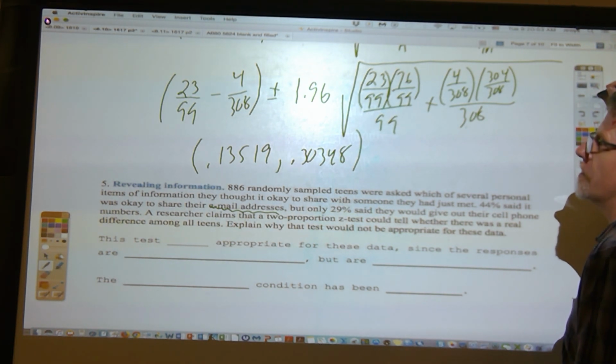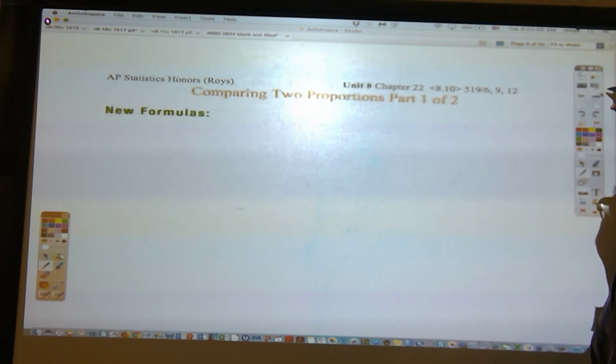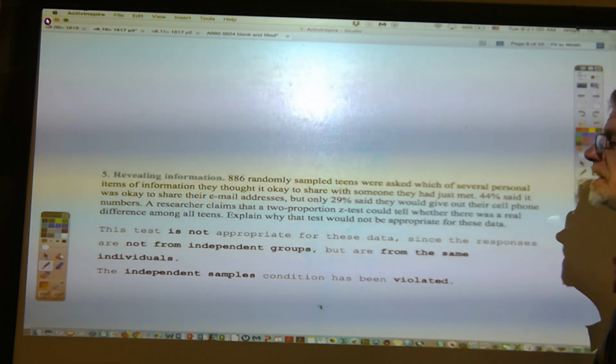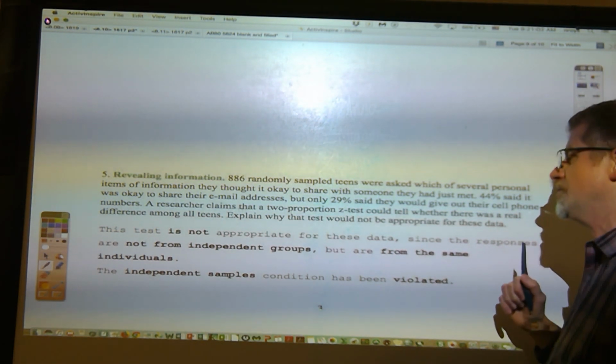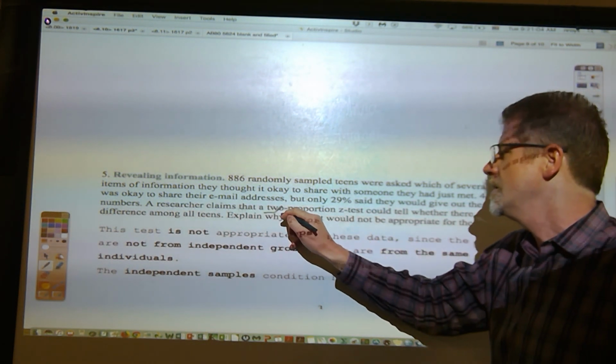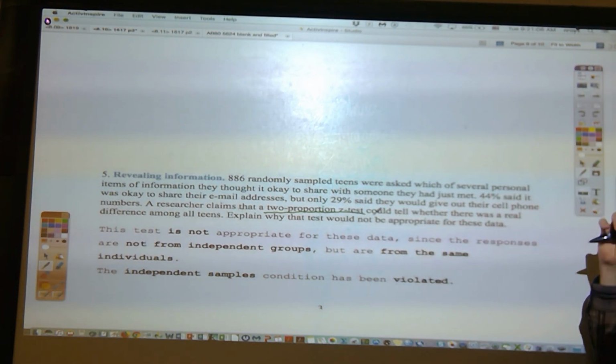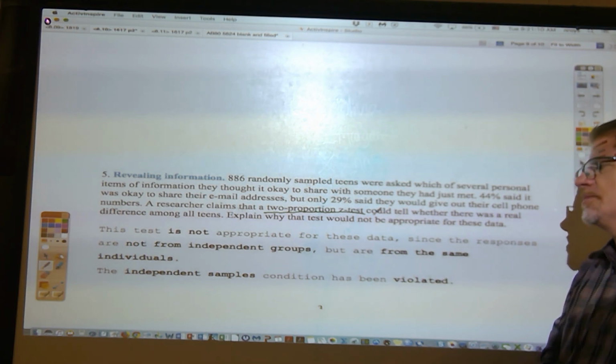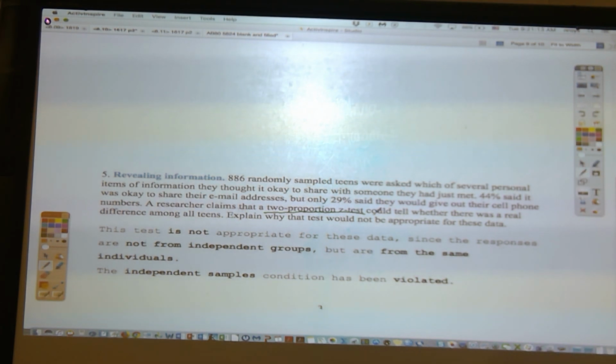Too often, friends, we try to rush into doing statistical work without taking time to check the conditions. It is not appropriate for these data to do a two-proportion z-test. I'll be giving you some blank copies of the AB80 sheet tomorrow so you can practice filling it in and quizzing yourself on the conditions. Why? They're not from independent groups.